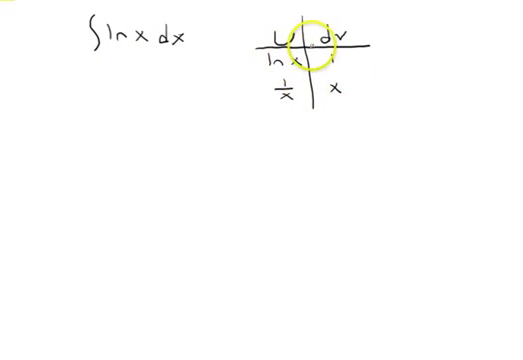And that's what you want to do. You want to look through your table, and you want to look across the rows and look for a product that you can take the integral of. And then you can stop there. You don't need to continue with the table method.